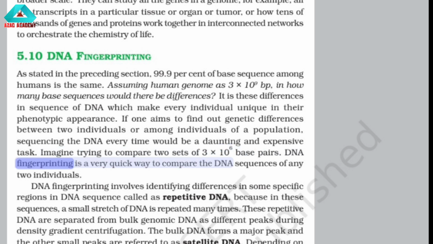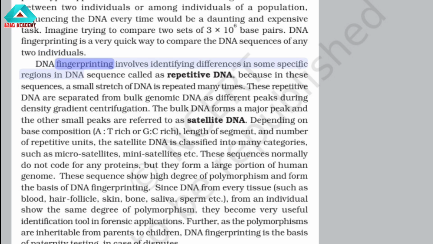DNA fingerprinting is a very quick way to compare the DNA sequences of any two individuals. DNA fingerprinting involves identifying differences in some specific regions in DNA sequence called repetitive DNA, because in these sequences, a small stretch of DNA is repeated many times. These repetitive DNA are separated from bulk genomic DNA as different peaks during density gradient centrifugation. The bulk DNA forms a major peak, and the other small peaks are referred to as satellite DNA.